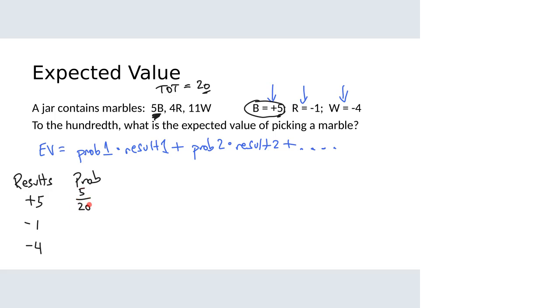If you see something that you're not sure of where it came from, don't hesitate to ask. And let's see, the probability of losing $1, which means I picked a red marble, would be 4 out of 20. And then finally, the probability of losing $4, which means I picked a white marble, is 11 out of 20.